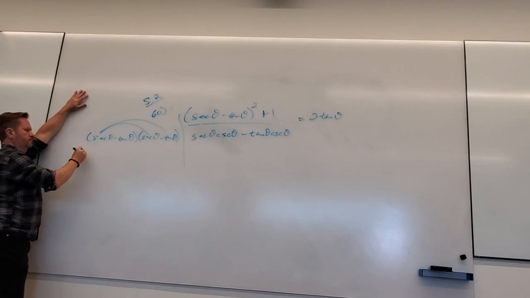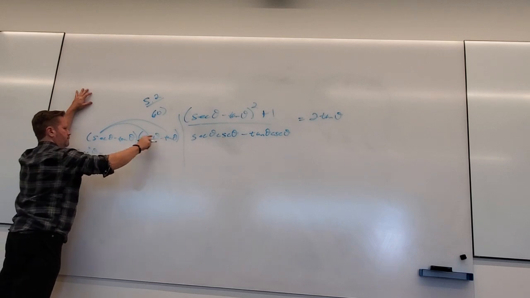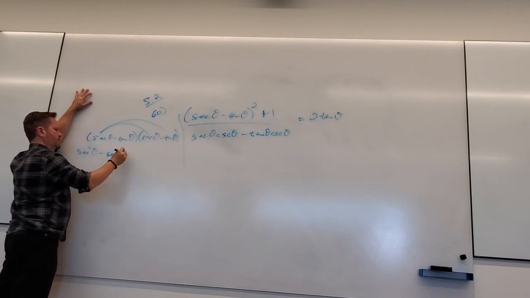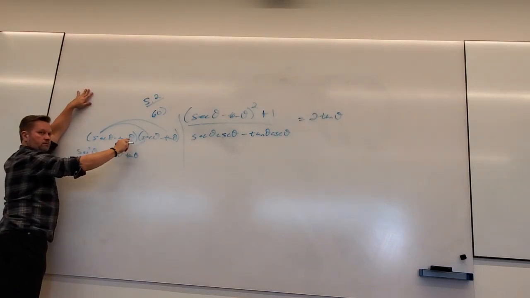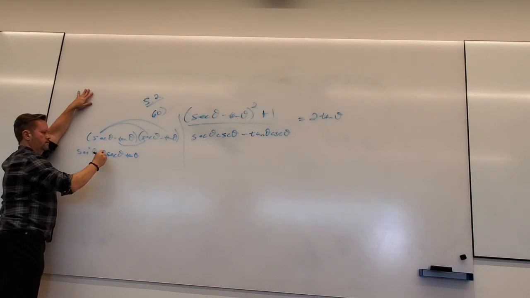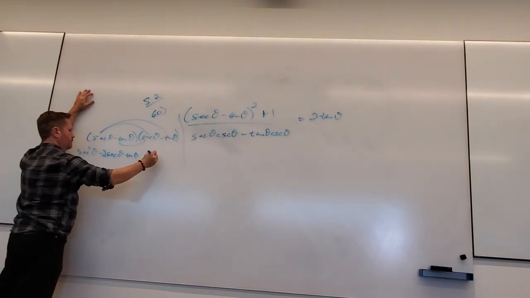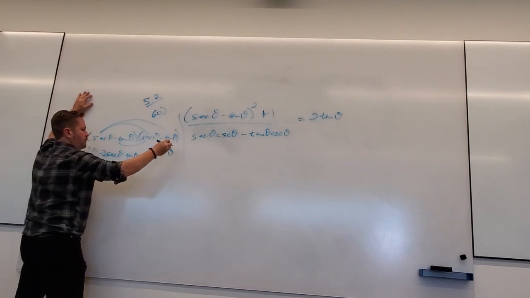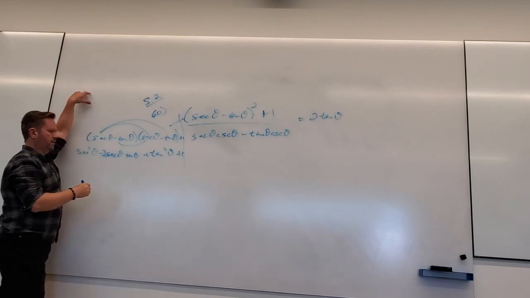Secant squared theta plus secant theta times tangent theta. So minus another one, right? Yes. Tangent squared theta. Plus tangent. And then there's a plus 1, yes? Yeah. So I'm just looking at the top, just looking at the top.